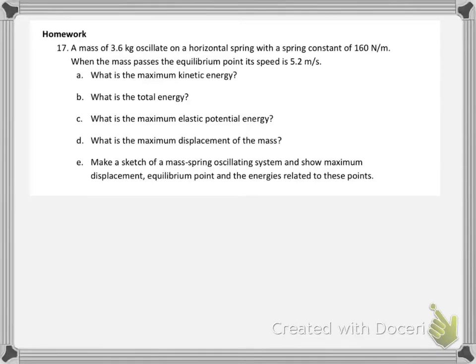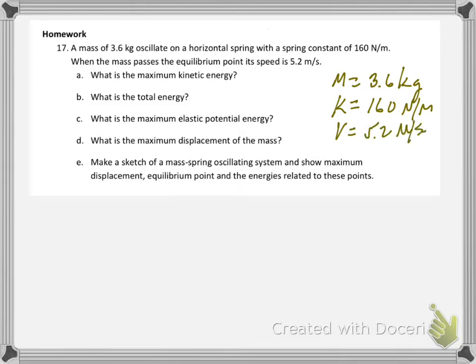We have a mass of 3.6 kilograms. Let's write that down. Oscillating on a horizontal spring with a spring constant, k, equals 160 newtons per meter. When the mass passes the equilibrium point, its speed, that's velocity with direction, is 5.2 meters per second. They want to know what's the maximum kinetic energy.